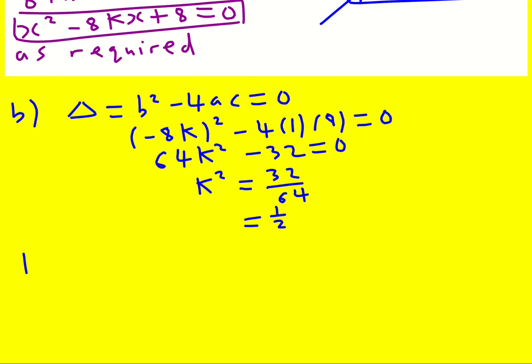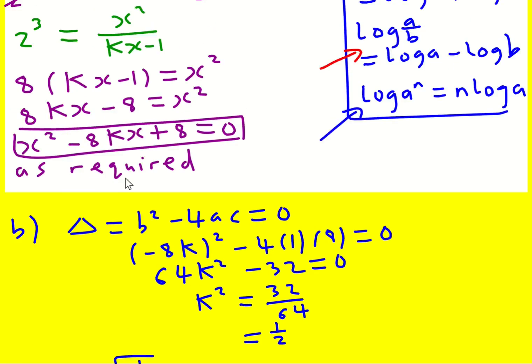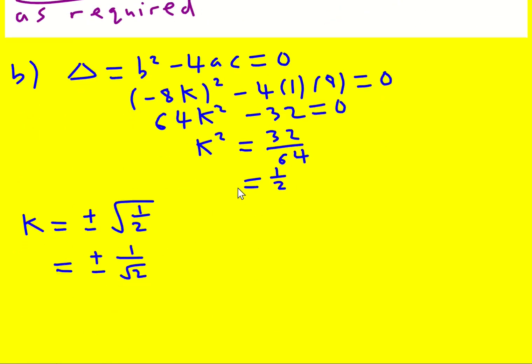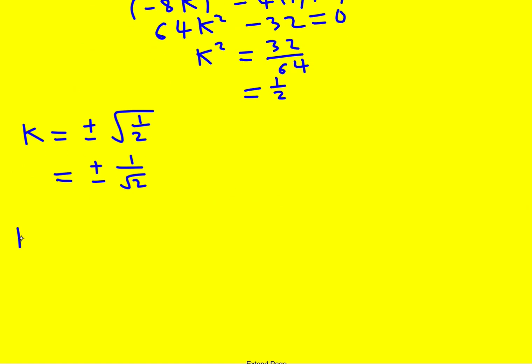So we're going to get k equals plus or minus the square root of 1 over 2, which you could actually write as plus or minus 1 over the square root of 2. A little bit nicer. Okay, 2 answers for k. Now we need to work out what the root is. So case 1 is to consider k equal 1 over root 2. Now we need to find the roots.